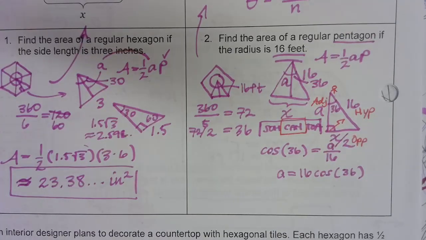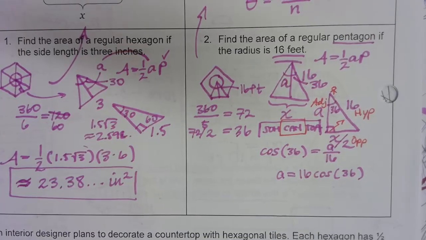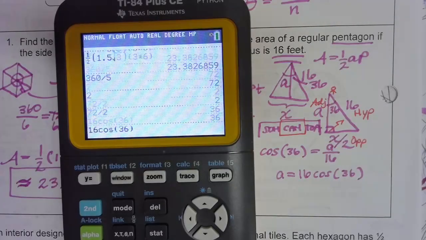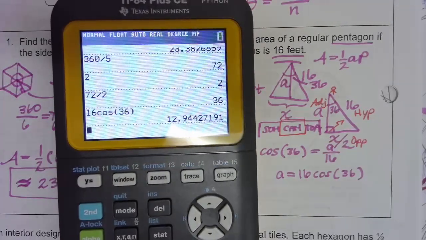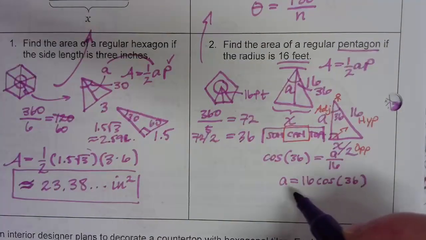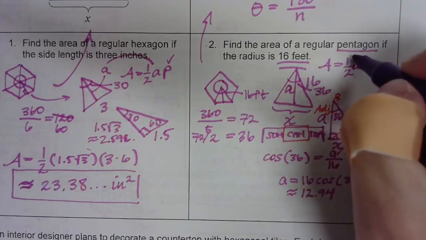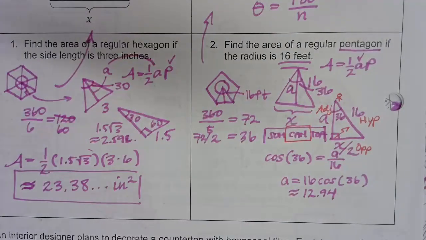Wham! Just like that. And here, for example, 16 times the cosine of 36 degrees has got to be 12.94. Interesting. So this is approximately 12.94. Apothem, done. Now I just need the perimeter.